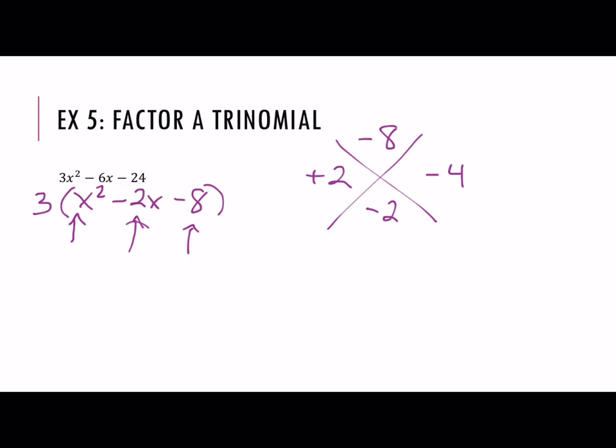All right, and then the shortcut, since this a that I was looking at was a 1, that means I can jump right to the factorization from that x. All right, so we would bring down the 3, that's still multiplied or factored out in front, and then the rest of it is going to be x, and then these two numbers that I found, plus 2, minus 4. Okay, and that one's done.